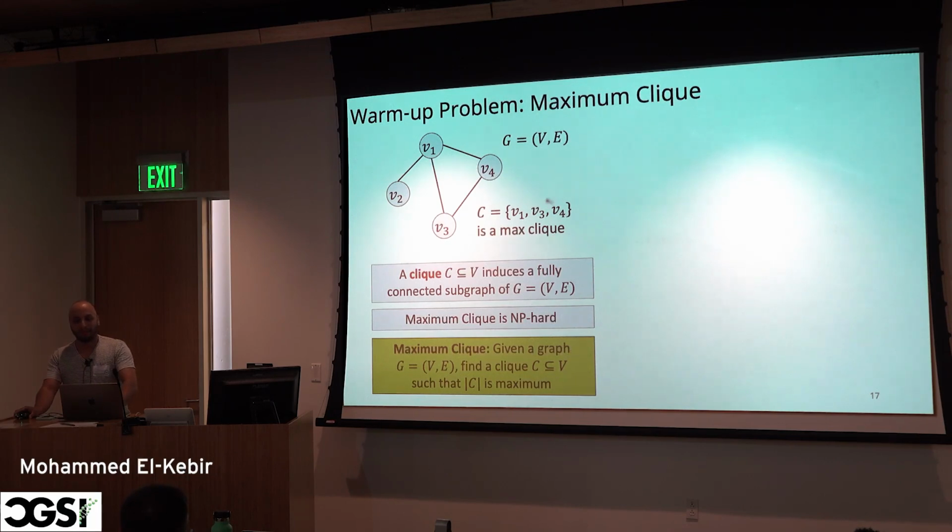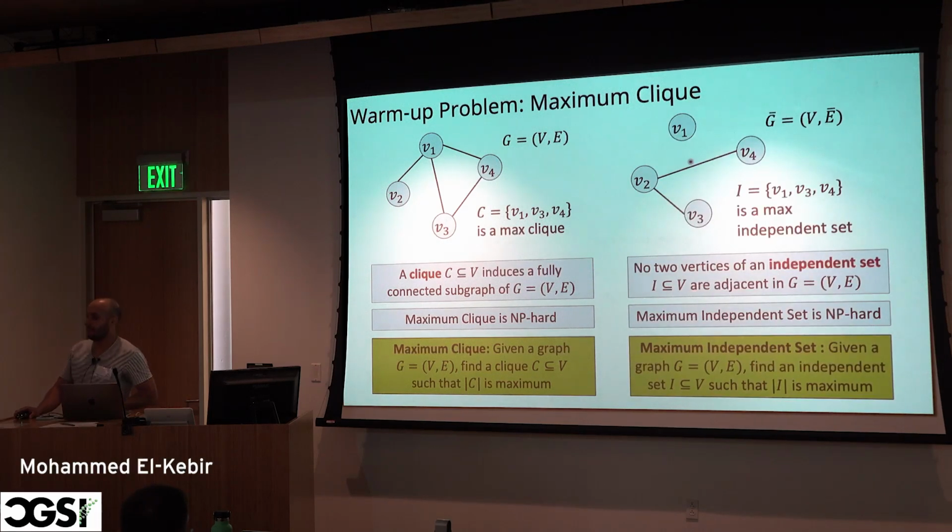A maximum clique is a subset of vertices that induce a fully connected subgraph. So in here, these three vertices form a maximum clique. You can also encode this as a maximum independent set problem. What you do is you take this graph and you flip the edges. When I say flip the edges, every non-edge, so there's no edge between V2 and V3, becomes an edge, and every original edge is deleted. So you get this complement graph.